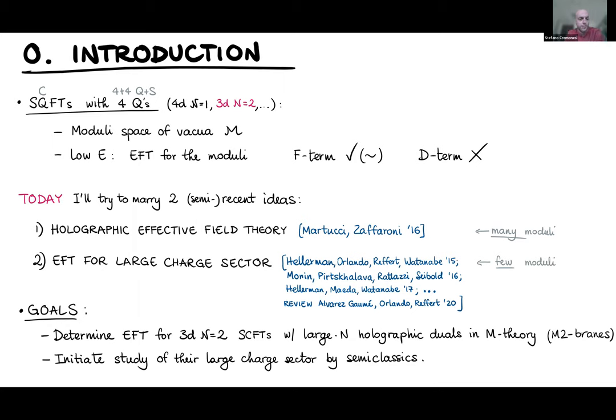And theories with this amount of supercharges typically have a moduli space of supersymmetric vacua that people in the audience here like to study. And therefore, at low energies, because we have all these light fields, all these moduli, there should be an effective field theory that describes low energy dynamics for the moduli. Four supercharges is quite a bit, but not as much. You typically have a control on the F-term sector of the theory, although in some cases, finding non-perturbative corrections to the F-term sector is still a challenge or even an open problem.